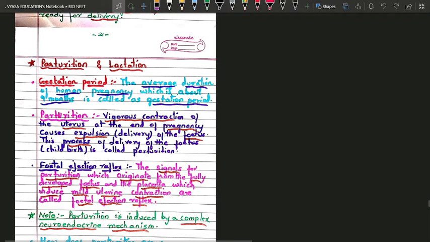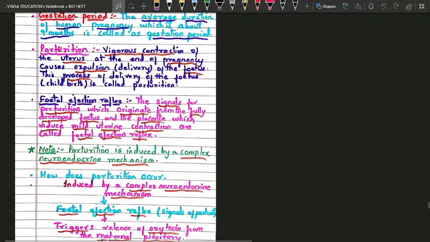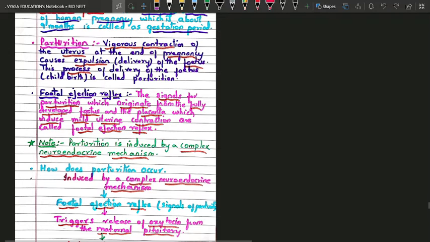Parturition. So what is parturition? The vigorous contraction of the uterus at the end of the pregnancy causes expulsion of the fetus, that is delivery of the fetus. Parturition is nothing but delivery of the fetus. This may be asked for 1 mark: gestational period, parturition and all. Fetal ejection reflex. This also is very, very important for 1 mark. Fetal ejection reflex.